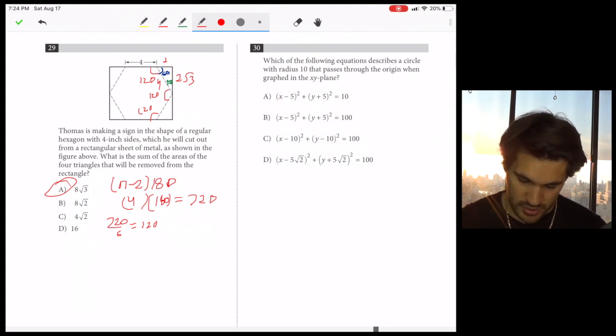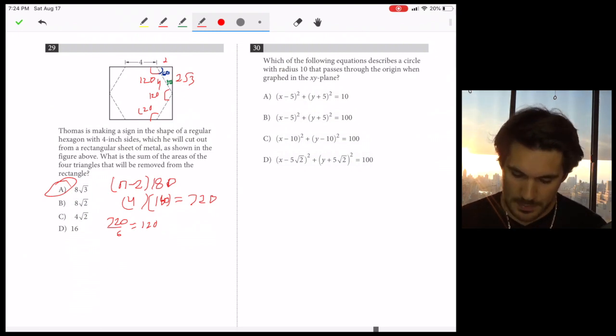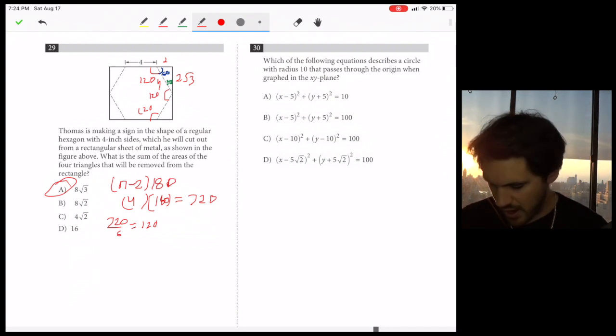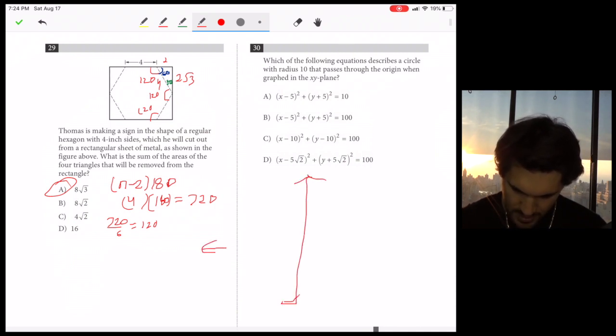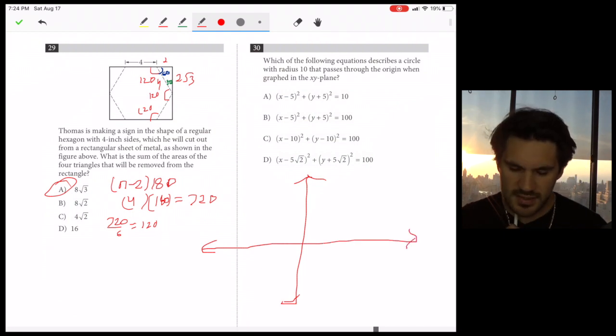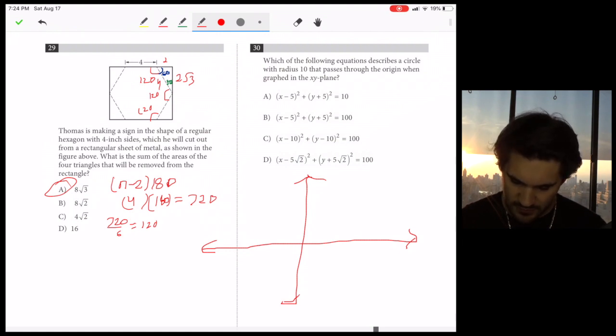And number 30. Which of the following equations describes the circle with radius of 10 that passes through the origin when graphed in the XY plane? So this is a bit tricky, but let me show you how you would do this. So basically, let's say this is our graph, right? Let's test a couple of these out. So if we use answer choice A, for example, A basically says that the center is located at 5, -5, and that the radius is root 10.